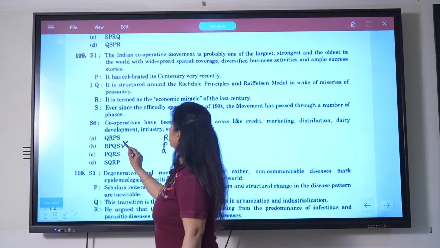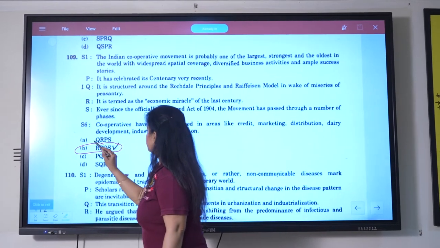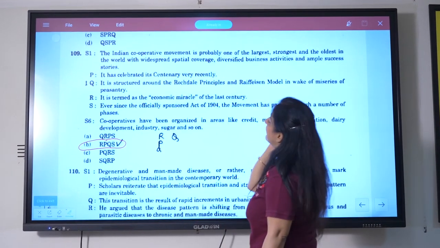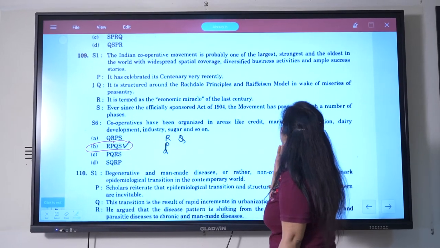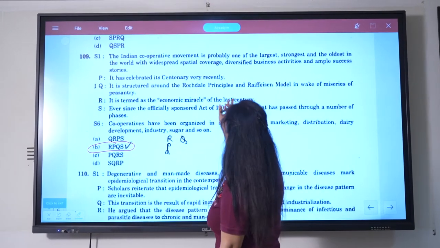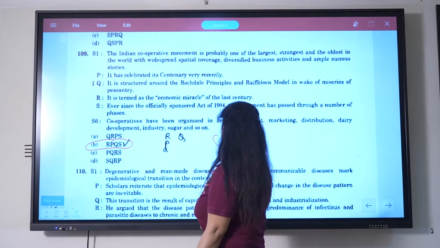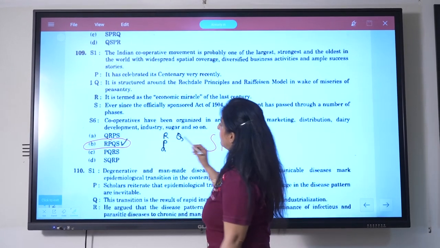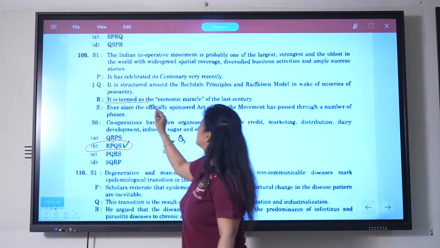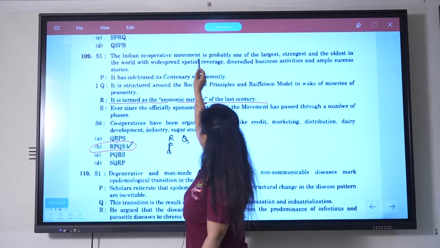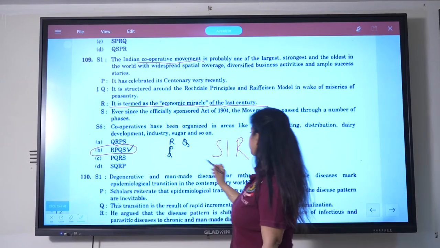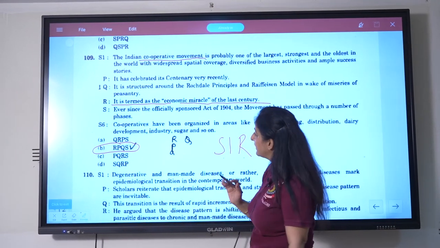Bravo is the answer. RPQS. The Indian cooperative movement is probably one of the largest. So this S1 connecting with R. Why? Because R says it is termed as the economic miracle. So what is this it? This one, the Indian cooperative movement. So S1 and R is connected this way.